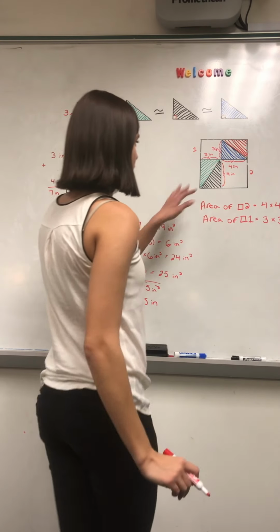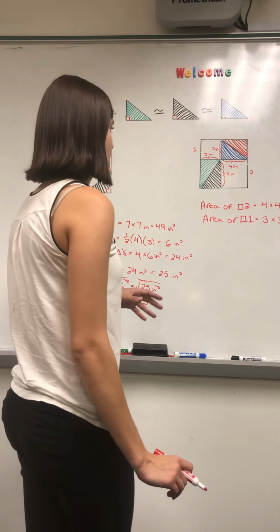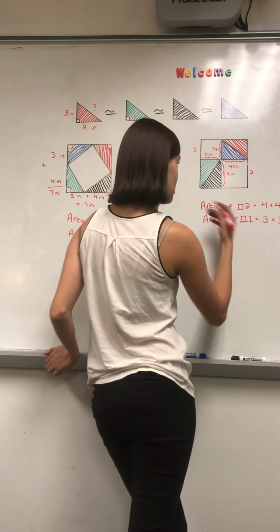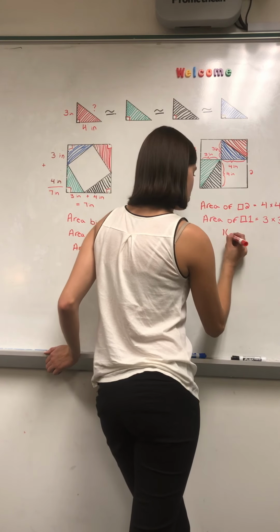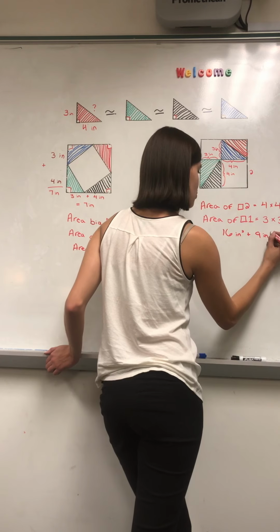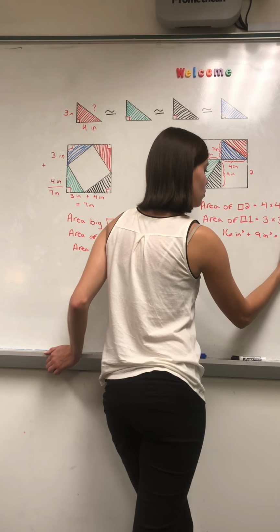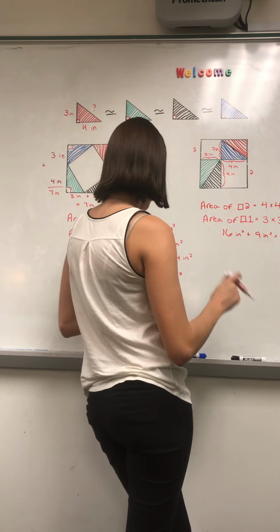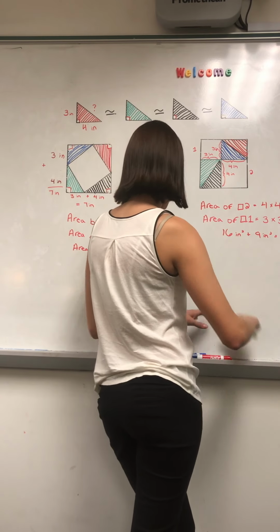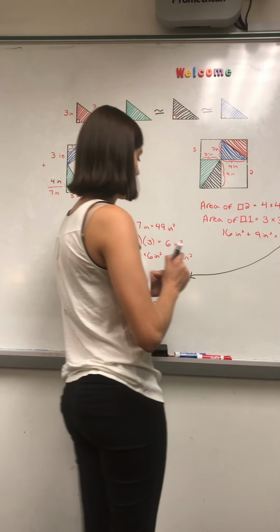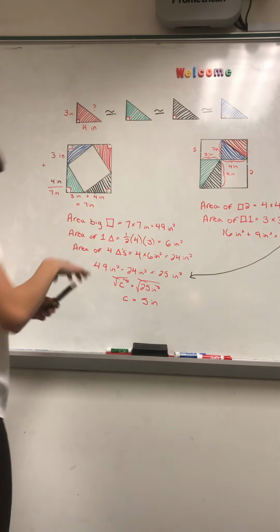So in order to see if it matches up with the area and the side lengths, we're going to just add them together. So we have 16 inches squared plus 9 inches squared is equal to 25 inches squared. And isn't that exactly what the area of the large square was over in here?